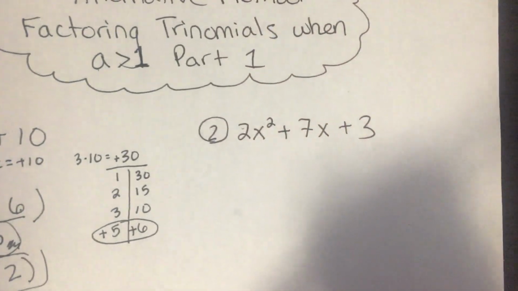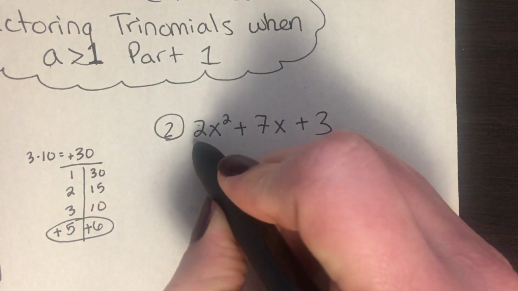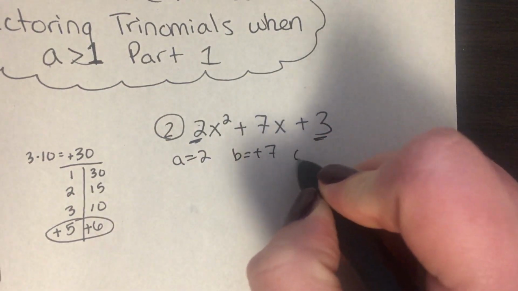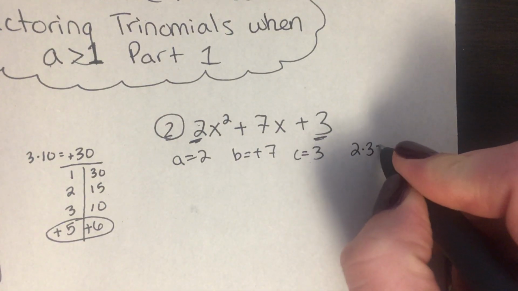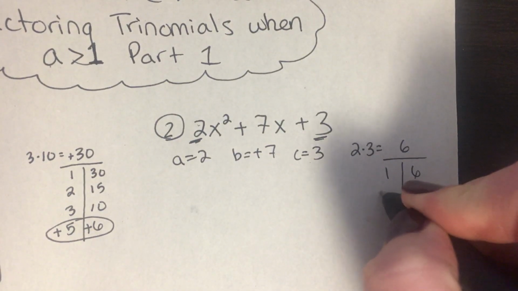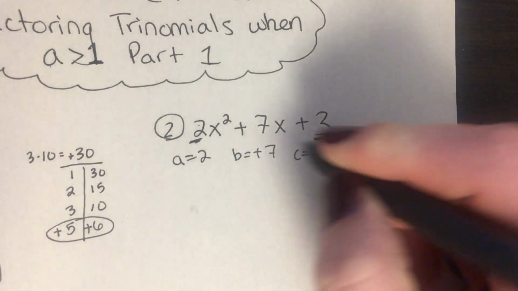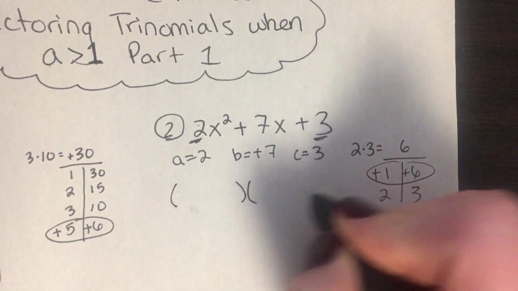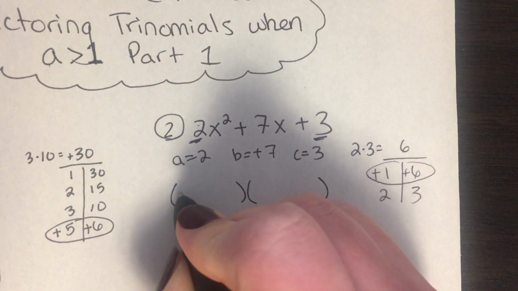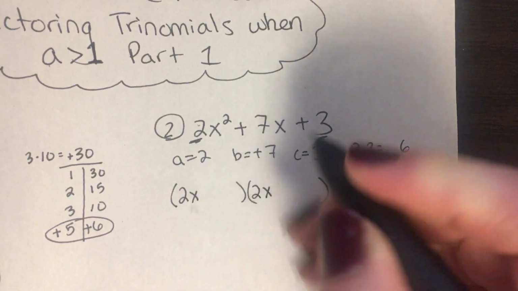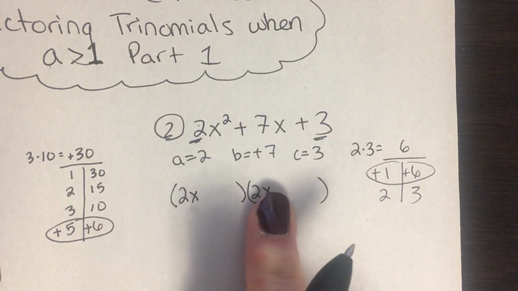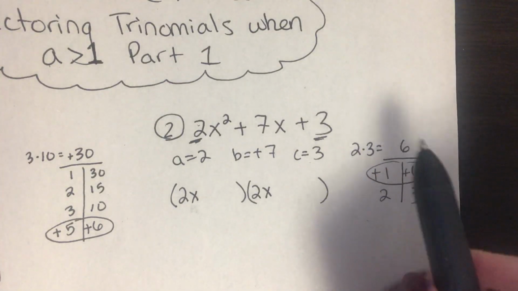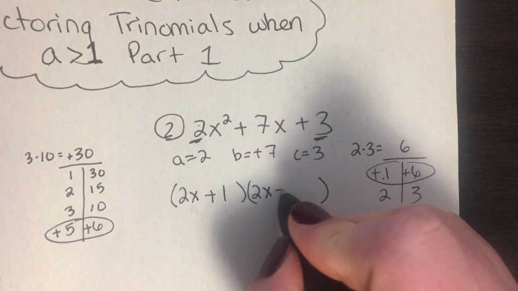Okay, so let's take a look at example number 2. Once again, a times c, so a is 2, b is 7, and c is 3. So 2 times 3 is 6. 1 and 6, 2 and 3 are the factors. The only two that are going to help us make 7 are 1 and 6. So we wind up setting up our parentheses. So since this is 2x squared, it's going to be 2x and 2x. Again, we put in too many. One of these shouldn't be here, but we're going to put them both in for now and figure out which one doesn't work later. And now we put in our plus 1 and our plus 6.